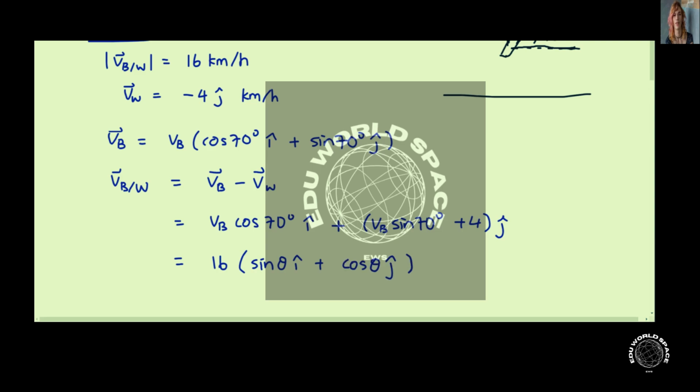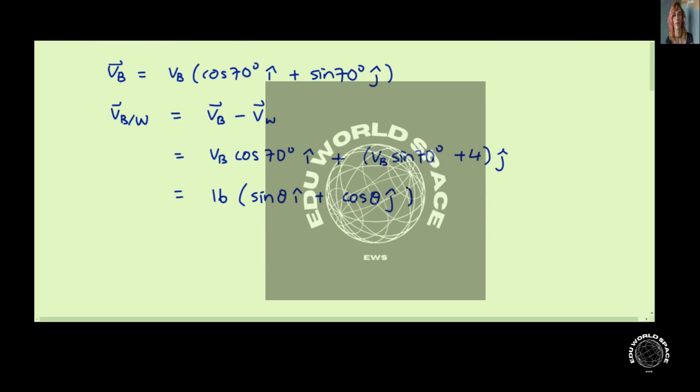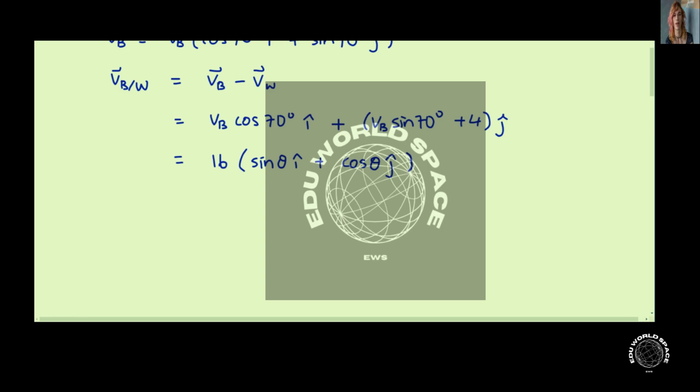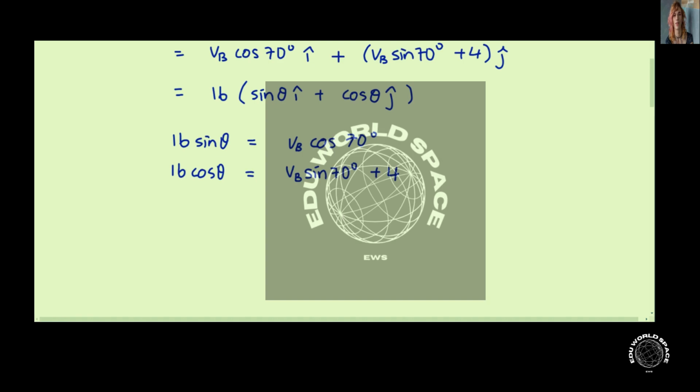So we have two equations. The first equation is 16 sine theta is Vb cosine 70 degrees. We also have 16 cosine theta is equal to Vb sine 70 degrees plus 4. Vb is the one that we don't need, so we try to eliminate Vb.